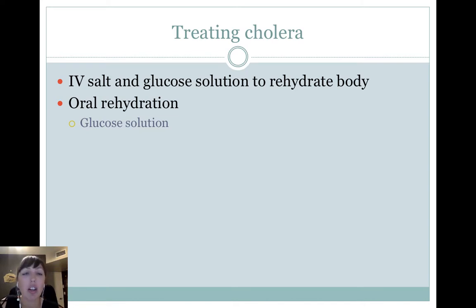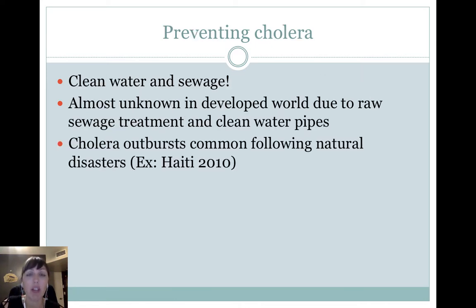So to treat cholera, an IV with salt and glucose is used to rehydrate the body, and this person is just kept hydrated while they still continue to be sick. And then you can also have oral rehydration through a glucose solution. Okay, so preventing cholera. Clean water and sewage treatment is the best way to prevent cholera. It is almost unknown in the developed world due to raw sewage treatment and clean water pipes. But cholera outbreaks are common following natural disasters, like in Haiti in 2010.